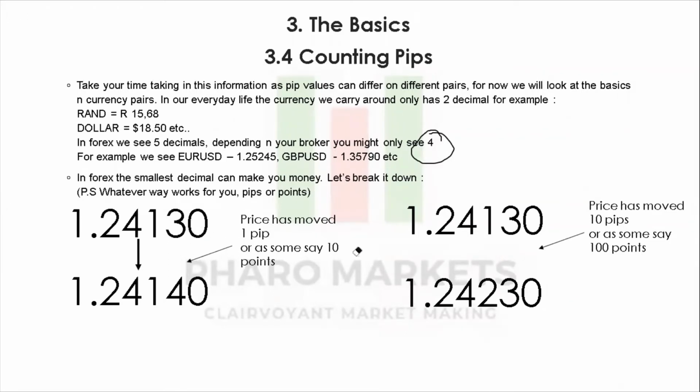Let's look at another example. Price is at 1.24130. Now price moves to 1.24230. As you can see, the third decimal has moved instead of this one, right? Price has moved 10 pips, or some would say price has moved 100 points. And just to give you that idea again, if you have a broker with 4 decimals, it would look like that. So it would look like price has moved 10 pips. Does it make sense? I hope it makes sense.